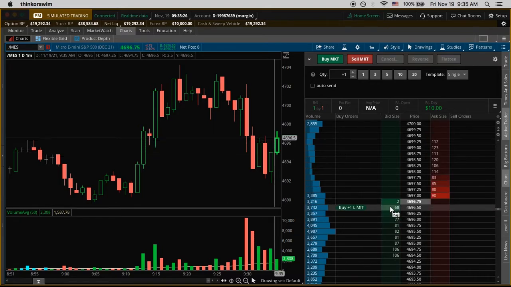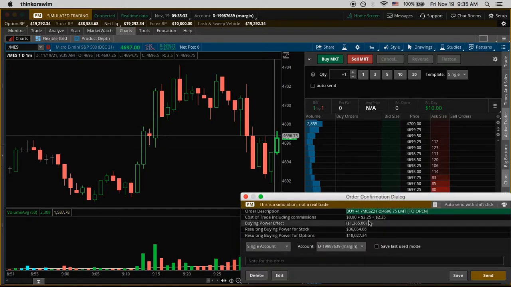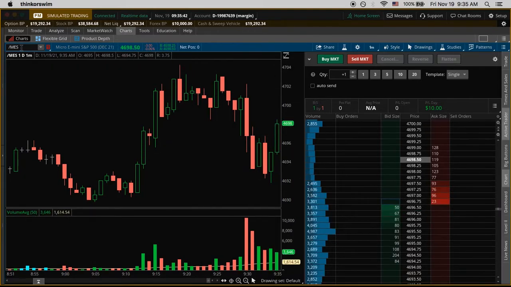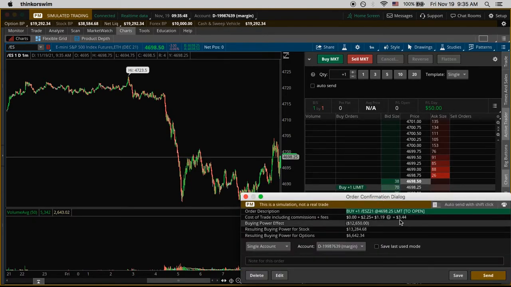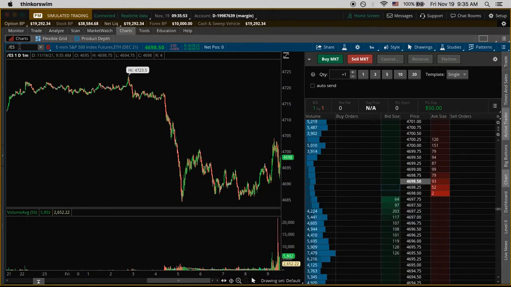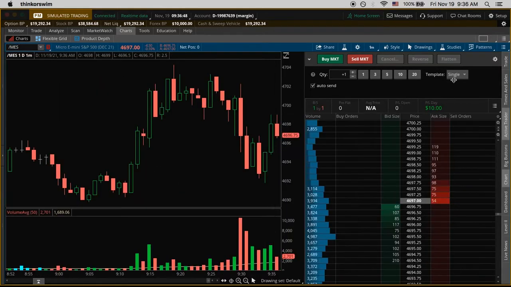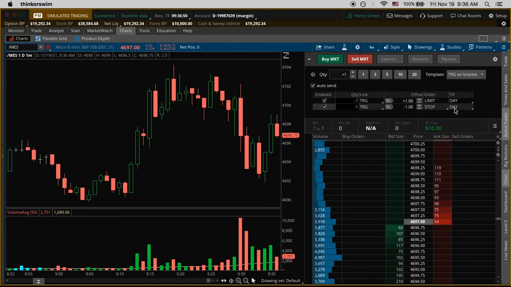Oh yeah, before I do that, something you need to pay attention to when you trade micro futures is the commission. Micro futures also have commissions. It's $2.25 per trade per contract. Whereas on the ES, it was $3.44. That's what it was. It was the $2.25 plus $1.19 extra. But the micro is $2.25.